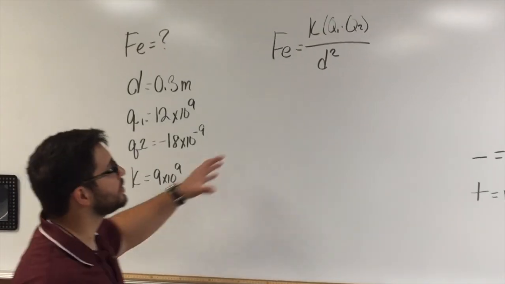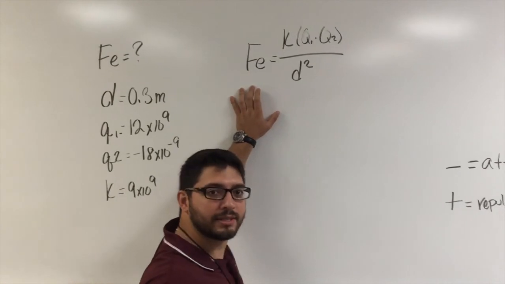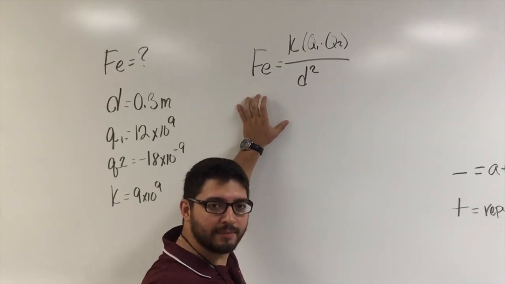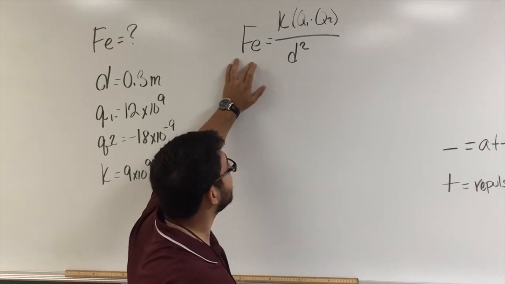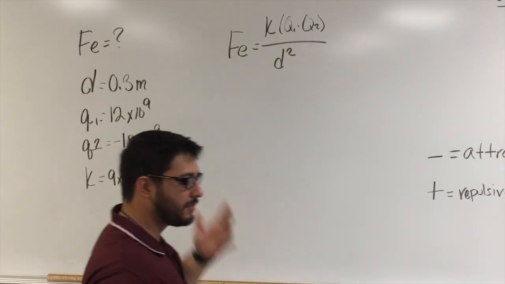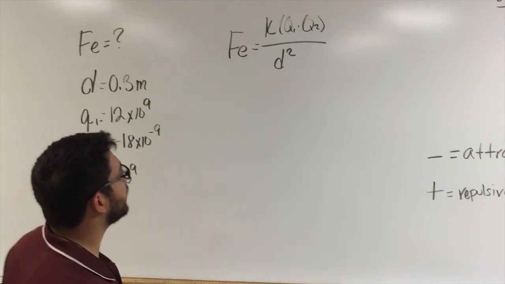Now we need to plug it into our equation. You might have seen something similar to this when we did the gravity equation, where force of gravity equals G m1 m2 divided by d squared. This is force of electricity, or electrostatic force, is K Q1 Q2 divided by d squared. So essentially we're going to do the exact same thing we did back in gravity in this module. So let's go ahead and plug in our information.